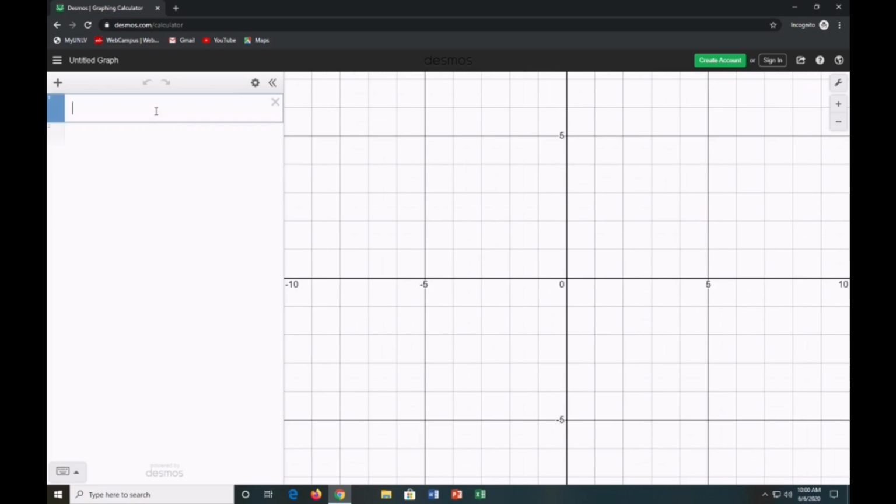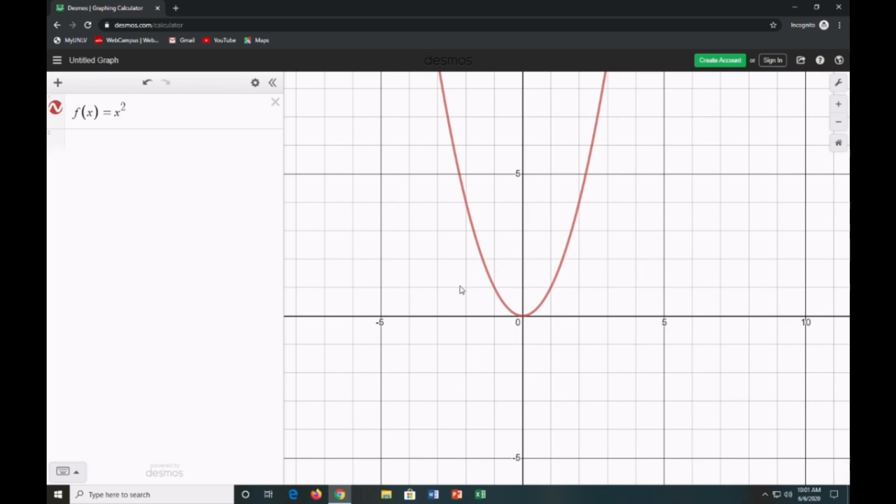Okay, so we want to graph, let's graph the x squared function. That's the original x quadratic function with no transformation or no shift. But now let's put the negative in front of it. So we're going to say f of x equals minus x squared.